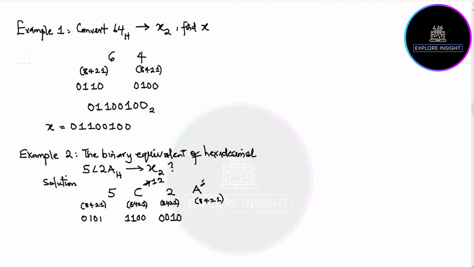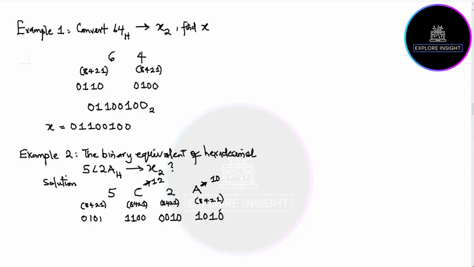How about A? Now our A simply means 10. Now what can be summed up to get 10? It means 8 plus 2 will give us 10. But since we did not use 4 and 1, they will be turned off, while 8 and 2 will be turned on as 1. So we have 1, 0, 1, 0.